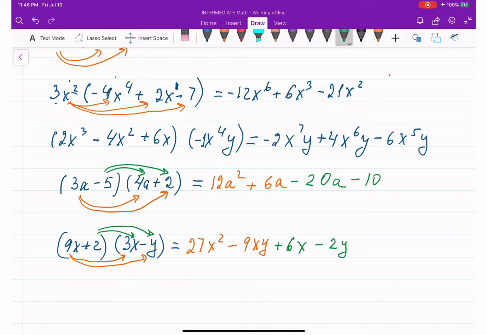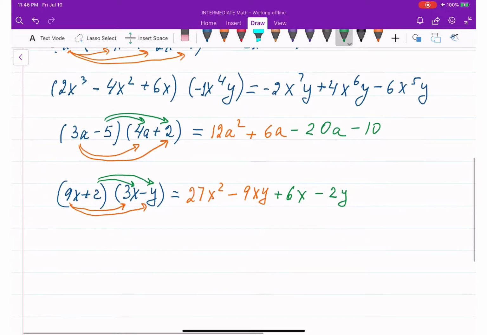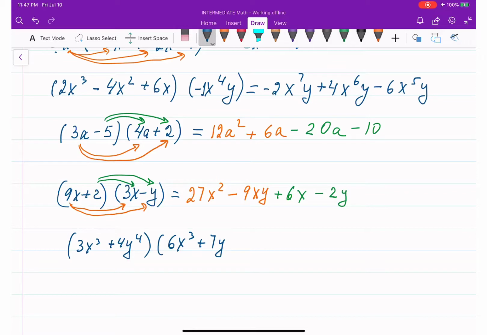All right. Now, let's do this one. 3x cubed plus 4y to power 4, times 6x cubed plus 7y to power 4.